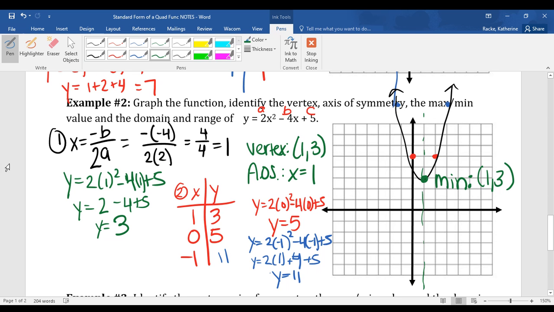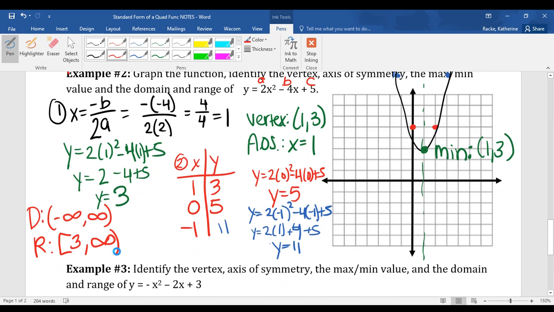The domain is always negative infinity to infinity when dealing with parabolas. Range is going to be our y value of our vertex, so 3, because it's opening up. We're starting with the y value of the vertex, so 3 to positive infinity. And that is all you have to do for example 2.